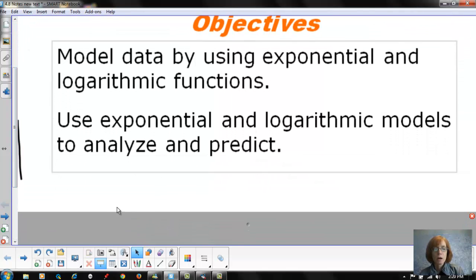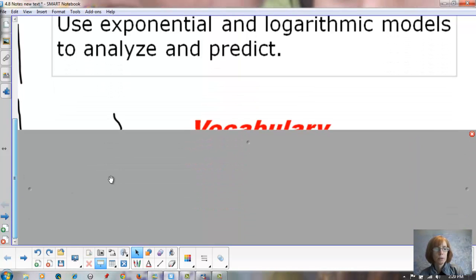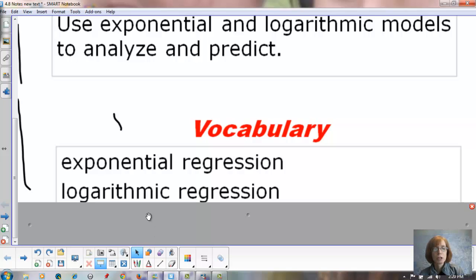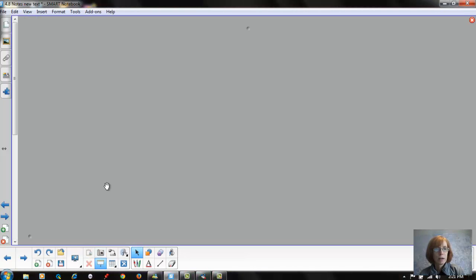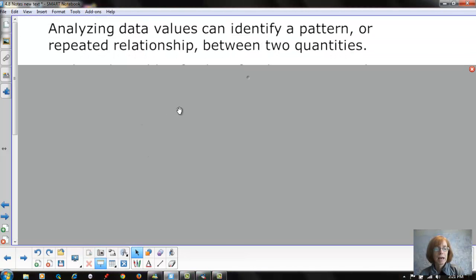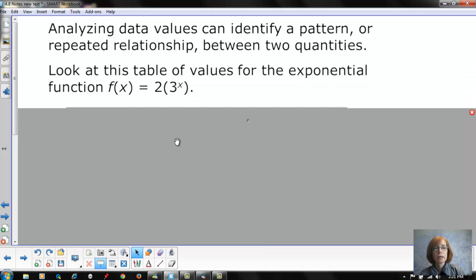Alright, so let's start off this example with a little vocabulary. The vocabulary you need for this section is exponential regression and logarithmic regression. Okay, analyzing data values can identify a pattern or repeated relationship between two quantities. So let's take a look at an example.